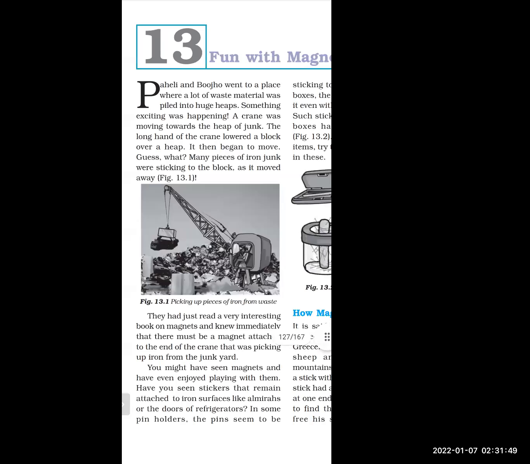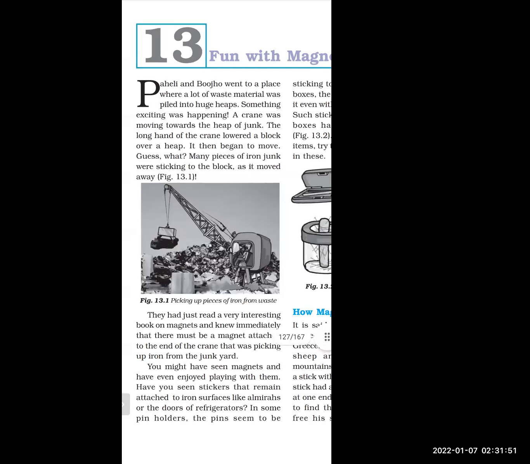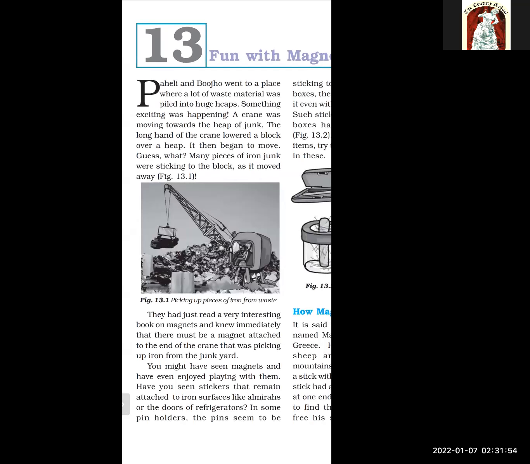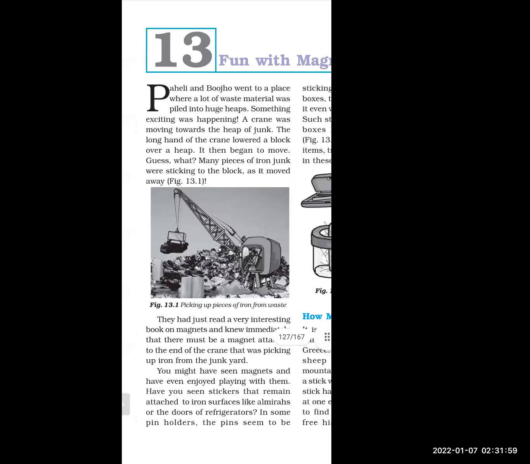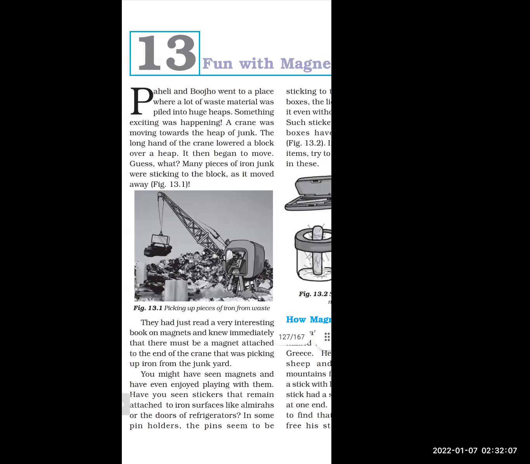The magnets which are available freely in nature are called natural magnets. And what is the example of a natural magnet? Magnetite. And what do you mean by artificial magnets? Magnets which are made artificially or by human beings are called artificial magnets.